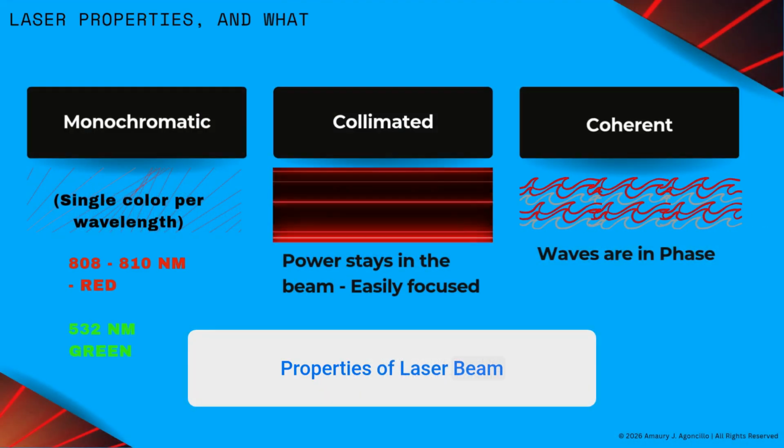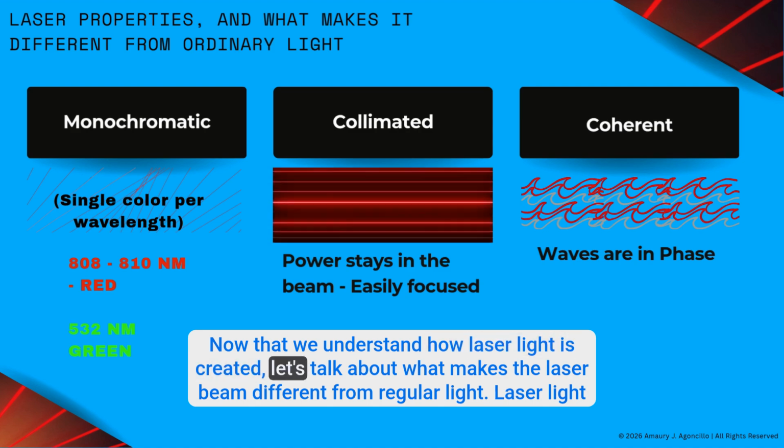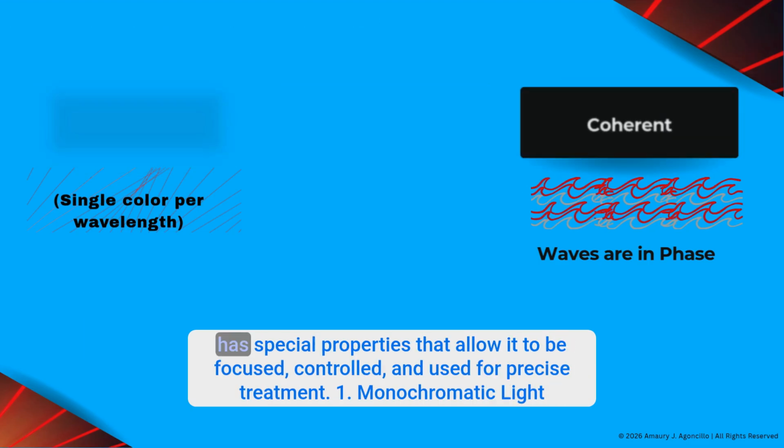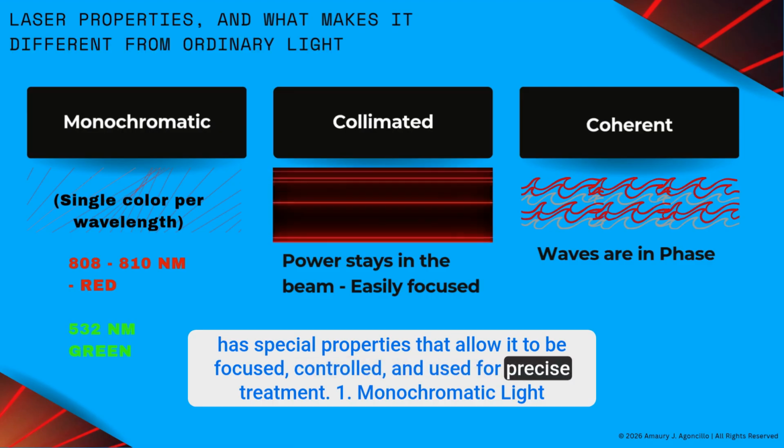Properties of laser beam. Now that we understand how laser light is created, let's talk about what makes the laser beam different from regular light. Laser light has special properties that allow it to be focused, controlled, and used for precise treatment.